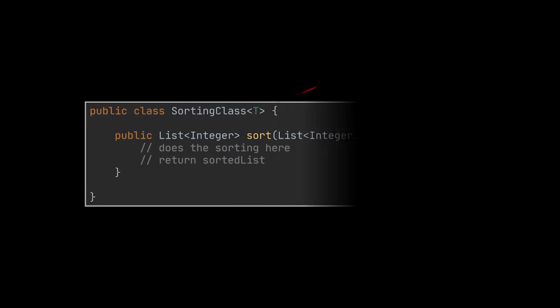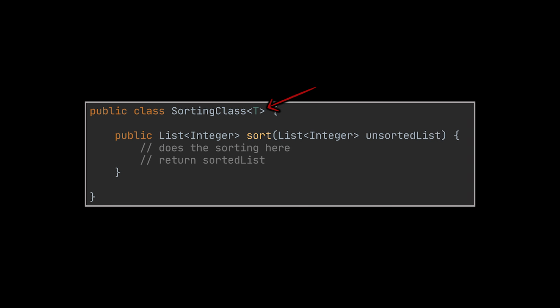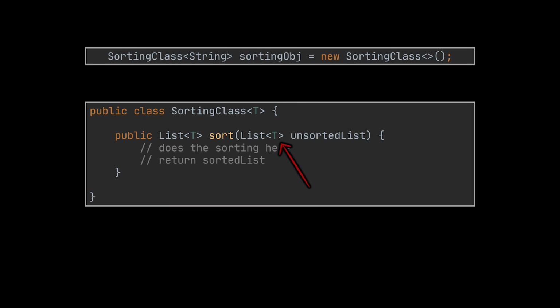So, to make our sorting method generic, we need to make the class containing it generic too, just like the list class. We do this by introducing a type parameter, usually T, which we can then use throughout the class, including in our sort method. And with that, our method now works for integers, strings, doubles, and whatever we want. If we want to sort strings, for example, we just instantiate our class with T set to String.